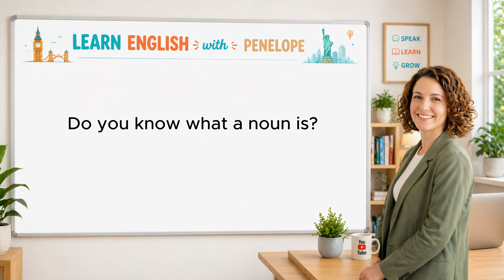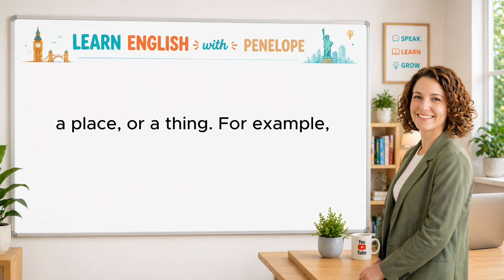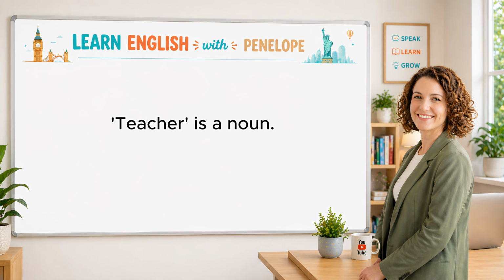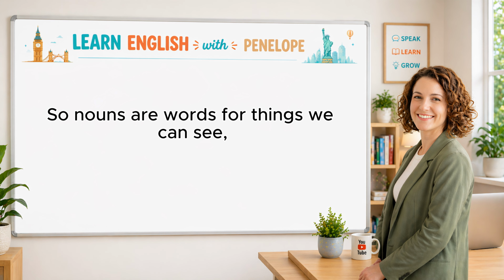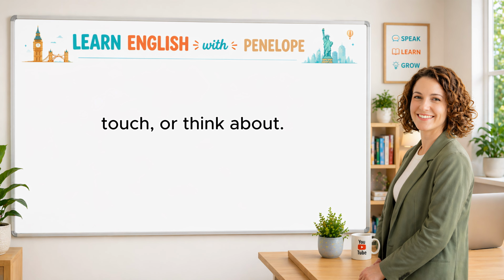Let me ask you something. Do you know what a noun is? A noun is a word for a person, a place, or a thing. For example, cat is a noun. Book is a noun. Teacher is a noun. City is a noun. Good. So nouns are words for things we can see, touch, or think about.